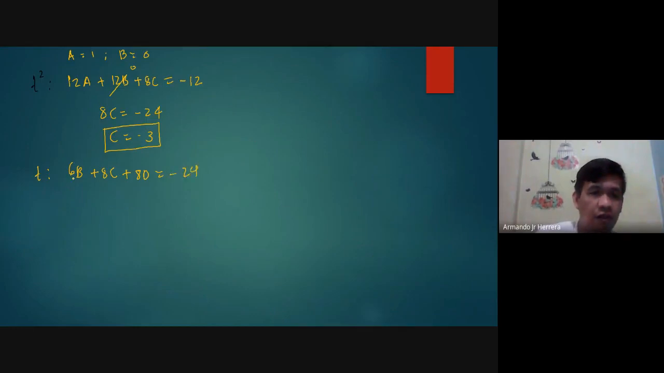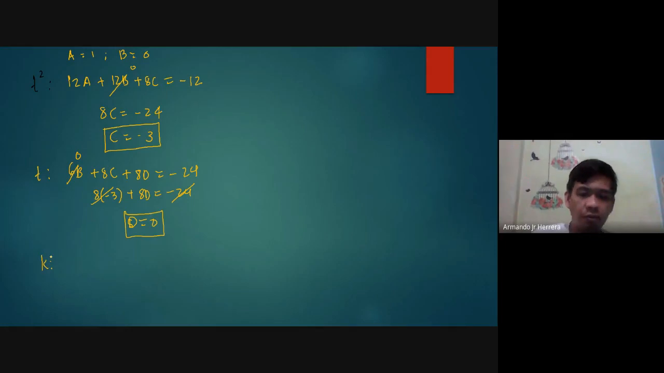The value of b is 0. The value of c is negative 3. So 8 times negative 3 plus 8d is negative 24. This negative 24 transposed to the right is positive, so magka-cancel out lang sila. Then d is 0.